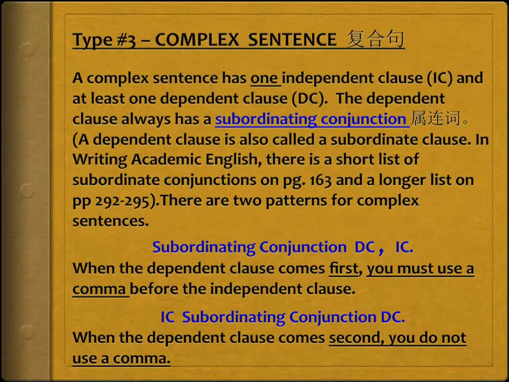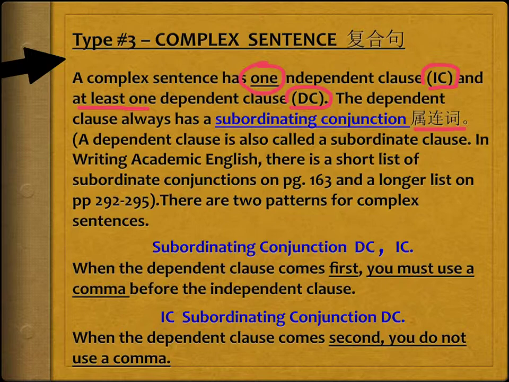Let's take a look at the third type of sentence in English. We have the complex sentence. Complex sentence. 复合句. Okay? A complex sentence has one independent clause and at least one dependent clause. So we have one independent clause and at least one dependent clause. The dependent clause has a subordinating conjunction. Subordinating conjunction. 徐连次.